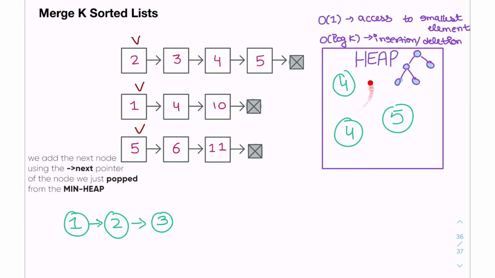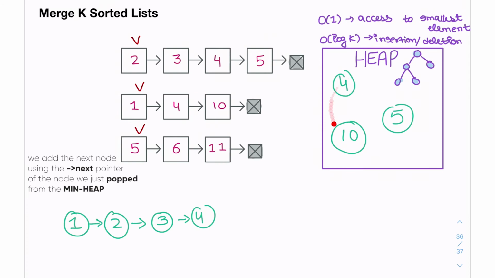It can be either of these 4s. We don't care about that. Let's say it returns to us this 4 here, right? So we add this 4 to the new list and we add the next element after the 4 into the heap. So we remove it from here. We add it to the new list and we add the next element after that 4 into the heap. We keep continuing this procedure further.